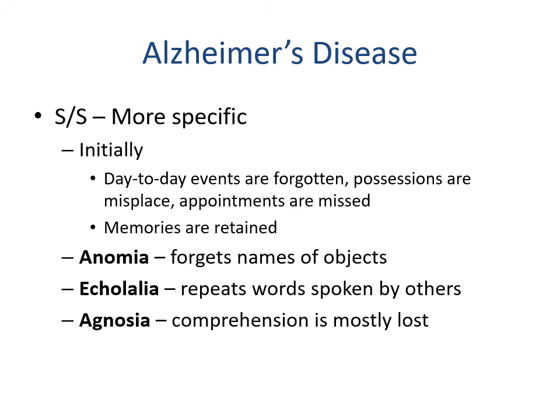More specifically, we're going to see day-to-day events forgotten, possessions misplaced, or appointments missed. Crystalline memories will eventually go, but they're usually retained for the longest period of time. So again, the longer something's been in our memory, the longer it's typically going to last, but eventually they are likely to leave. So we have anomia, forgetting the names of objects, echolalia, repeating words spoken by others, and agnosia, where comprehension is mostly lost, which is they can physically hear what you're saying, but putting two and two together, and wait, what do you mean, and does it all make sense, becomes difficult.